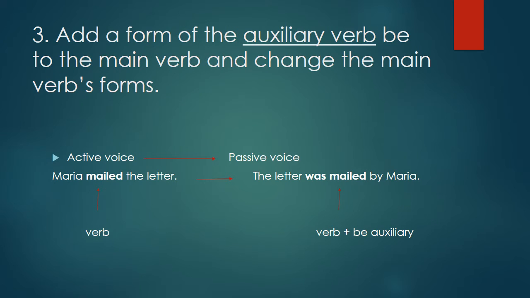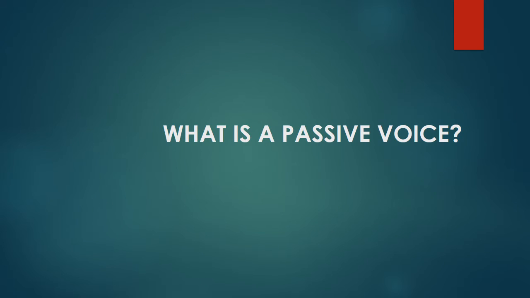Now add a form of the auxiliary verb be to the main verb and change the main verb's form. In the active voice example, mailed is the main verb, but in passive voice we will add an auxiliary verb with the main verb. It will become was mailed, that is verb plus be auxiliary. Now we will discuss what is a passive voice.